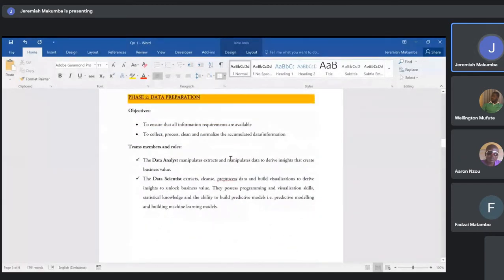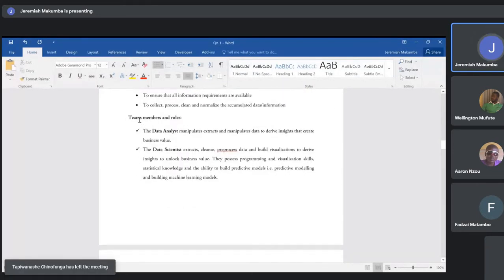On data preparation, the objective of this phase will be to ensure that all the information requirements are available, then also to collect, process, and clean, as well as normalize the accumulated data or information. This is the objective technique which is going to be used under data preparation. Then team members and their roles, that is the data analysts, will be required here to extract and manipulate data to derive insights that create business value. Then also data scientists to extract, cleanse, and pre-process the data and build visualization to derive insights to unlock business value.